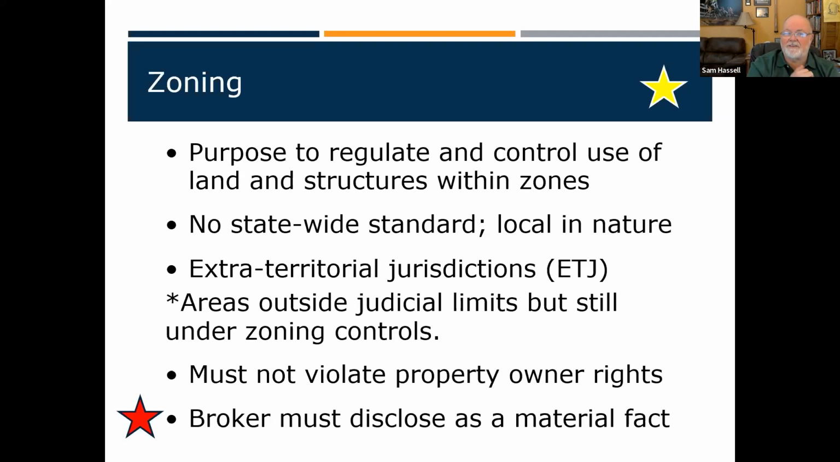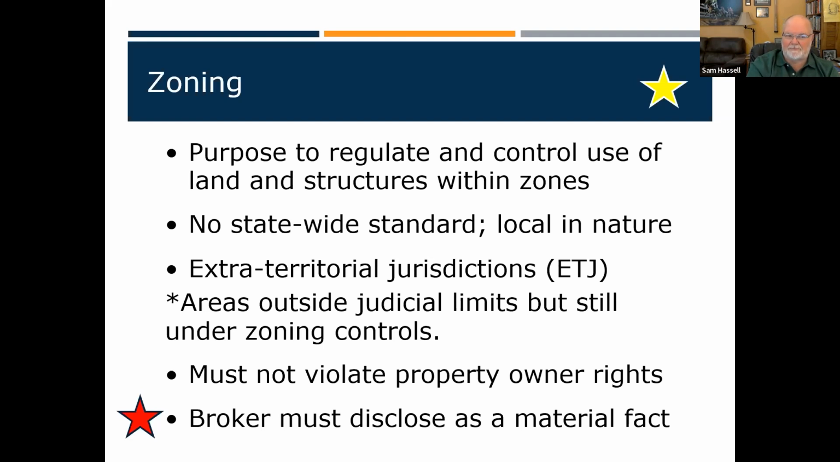So those are called extraterritorial jurisdictions, ETJs, all right? Extraterritorial jurisdictions. So these are outside the limits, but still under their zoning controls. I don't have a zoning department. They have 400 people working for their zoning department. Maybe we could use them, save us some money, right? So that is something that we would call an ETJ.